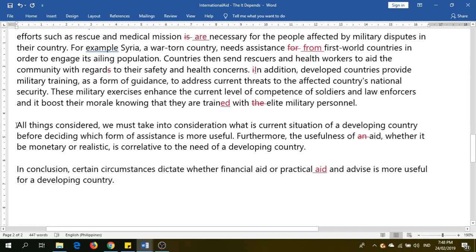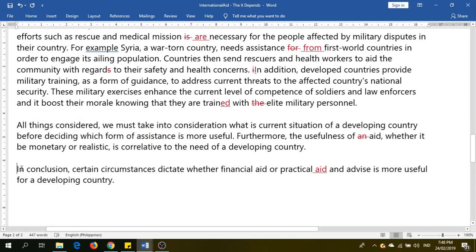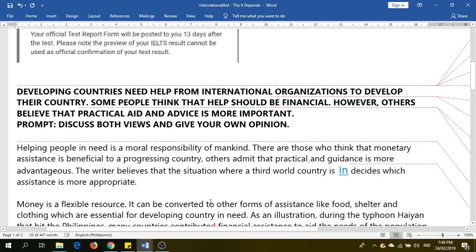So all things considered, we must take into consideration what is the current situation of the developing country before deciding which form of assistance is more useful. Furthermore, the usefulness of aid, whether it be monetary or realistic, is correlated to the need of a developing country. So that is now the it depends condition. It really depends on the country. Both financial aid or practical aid are okay, but depends on the country concerned. In conclusion, certain circumstances dictate whether financial aid or practical aid advice is more useful for a developing country. That is a Band 7 essay.